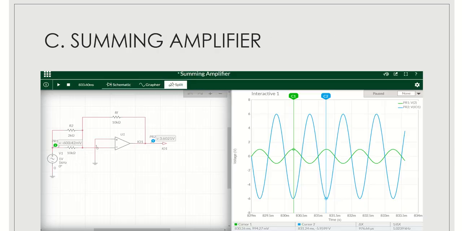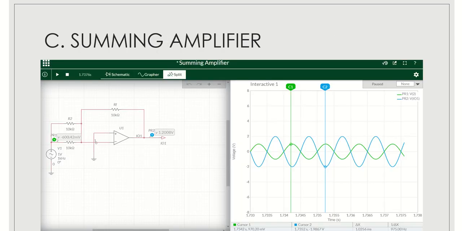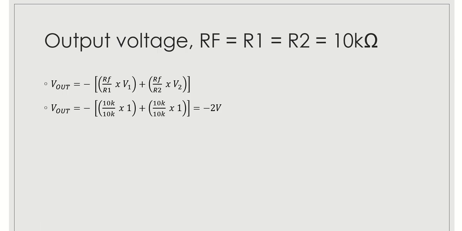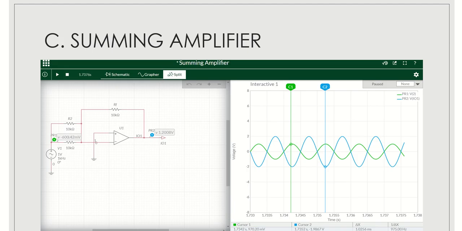Summing amplifier for R1, R2 and RF equal to 10 kilo ohm. The waveform I got like this. In the calculation, V out I got negative 2 volt. For the negative 2 volt in the waveform, this in the blue one, I got negative 1.9867. Not accurate, but it's a little bit.